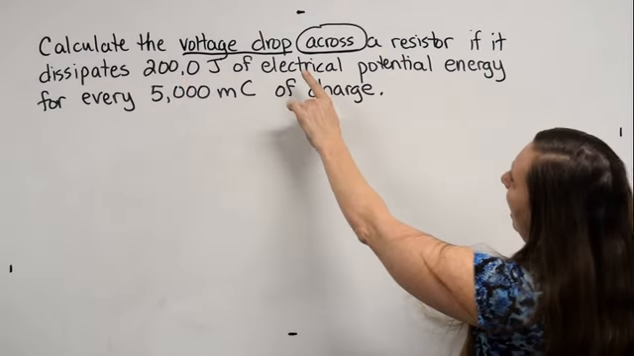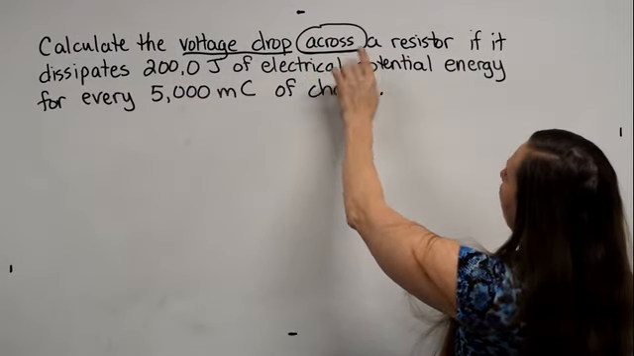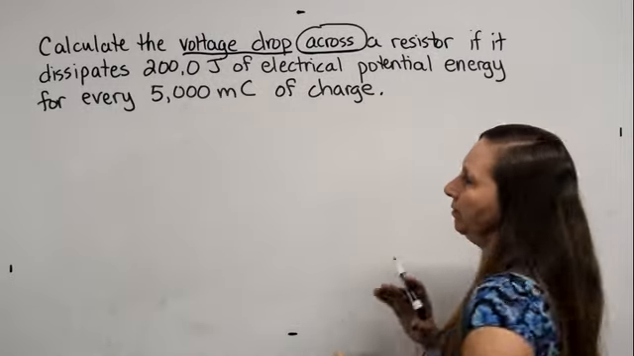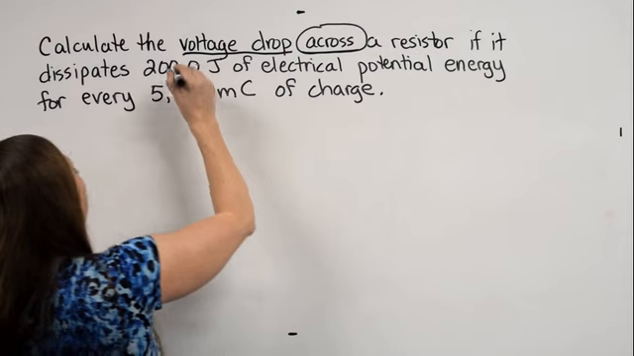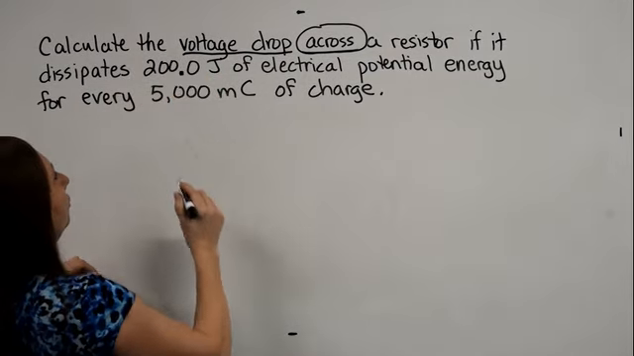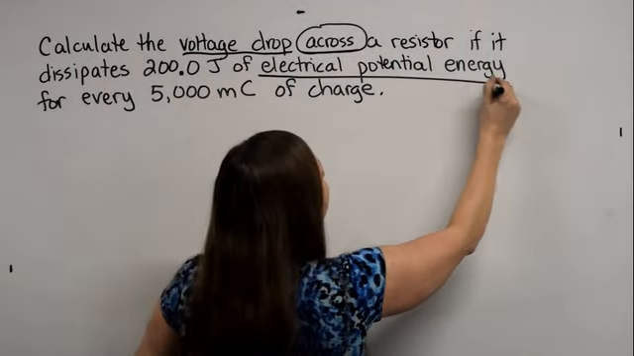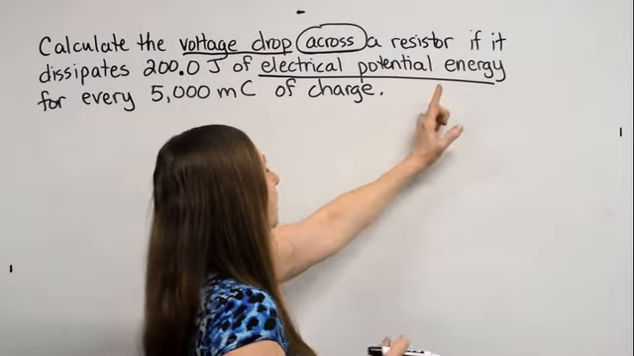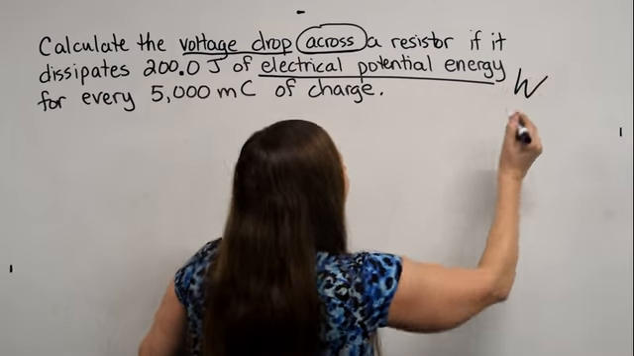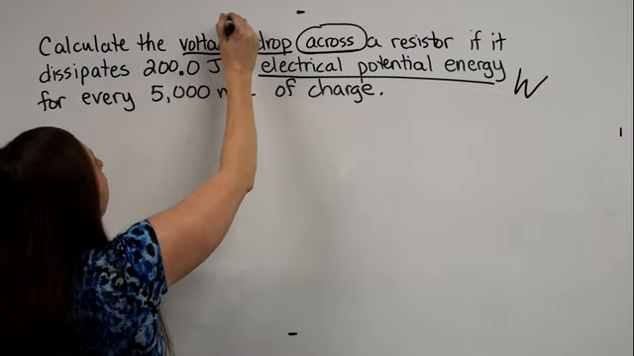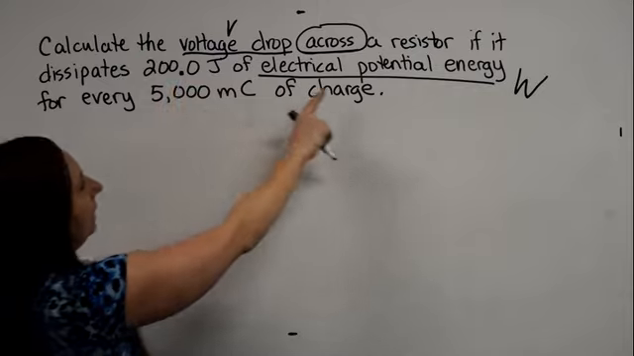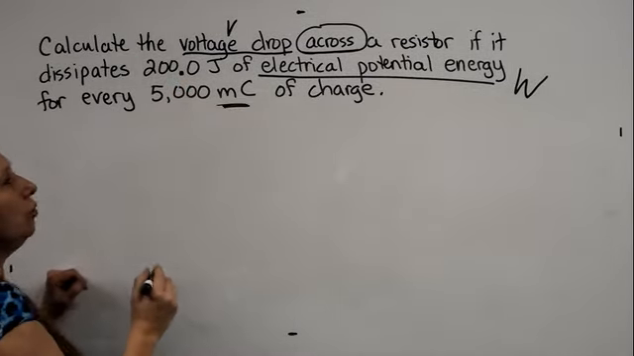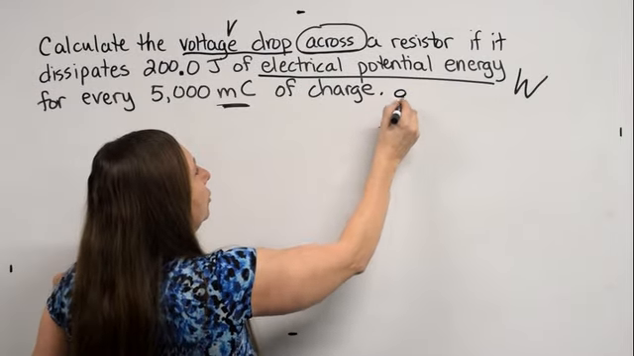Calculate the voltage drop across a resistor if it dissipates, which means it uses up, 200 joules of electrical potential energy. Remember, electric potential is voltage, but electric potential energy is work, or W. So voltage drop is V, electrical potential energy is W, for every 5,000 microcoulombs of charge, and charge would be Q.